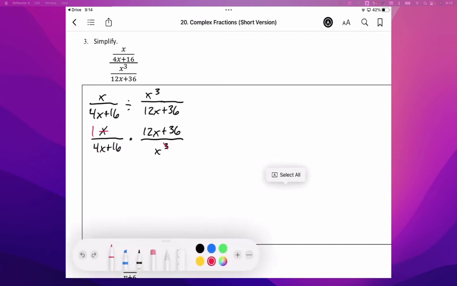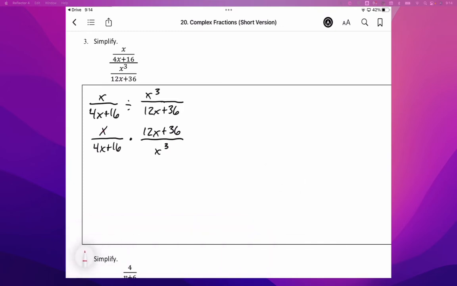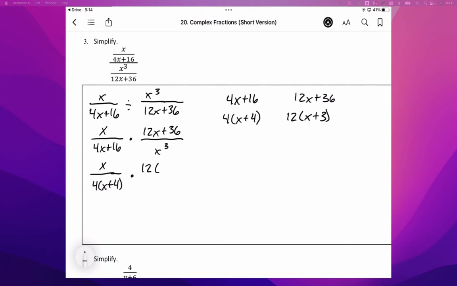And actually, I take that back. I'm going to have to factor first before I can really do some cross-canceling. So let's take the denominator from the left, the 4x plus 16, and factor it. That'll be 4 times x plus 4. The numerator on the right, 12x plus 36, a 12 can come out, leaving x plus 3. And so we'll rewrite it like that. So x over 4 times x plus 4, times 12 times x plus 3, over x to the power of 3.